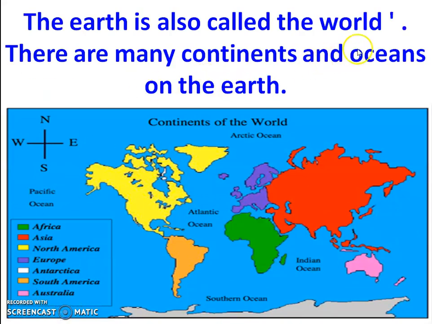The earth is called the world. There are many continents and oceans on the earth. The earth is made up of 7 continents. They are Africa, Asia, North America, Europe, Antarctica, South America and Australia. These are 7 continents and 4 oceans. They are Pacific Ocean, Atlantic Ocean, Indian Ocean and Arctic Ocean. The world is made up of oceans and continents.